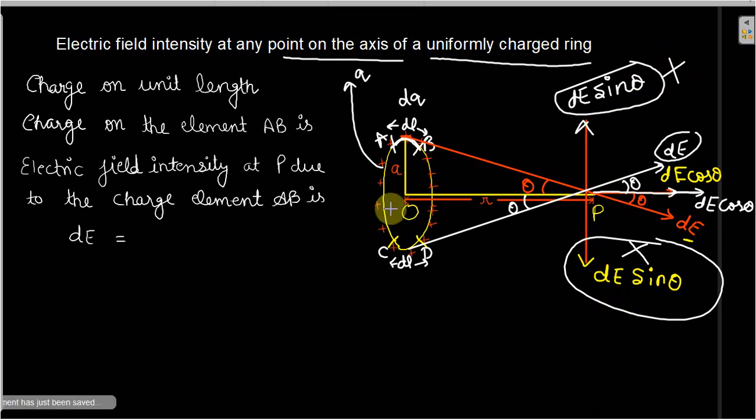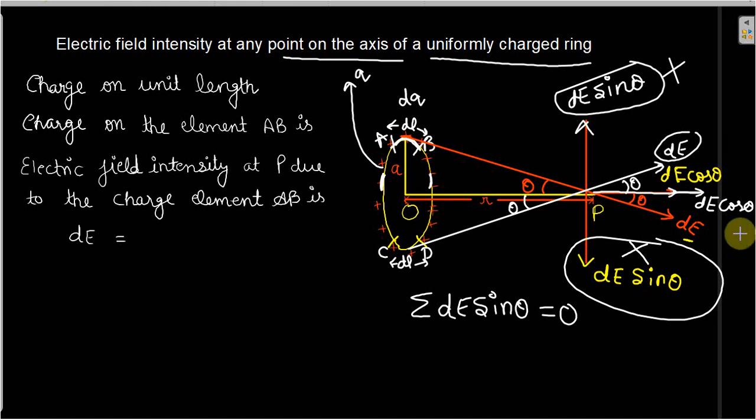Similarly, there will be many vertically or diametrically opposite elements. They will produce the field and the components will resolve. So every time the dE sin theta component will cancel out. There will be many dE sin theta components, and if we take the summation of all of them, they all will be 0. So the net field at point P will be due to this dE cos theta, because of these two components only for these two elements.